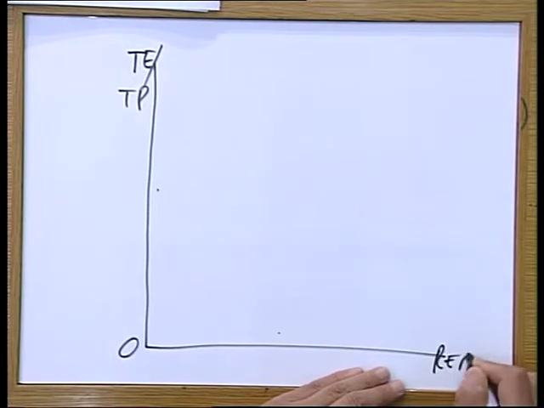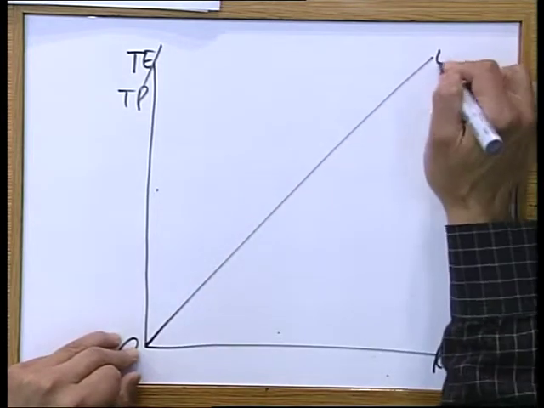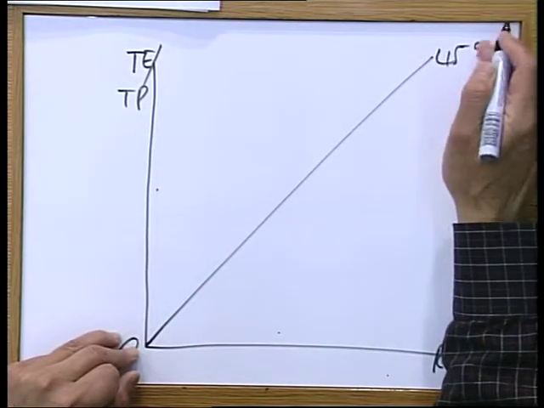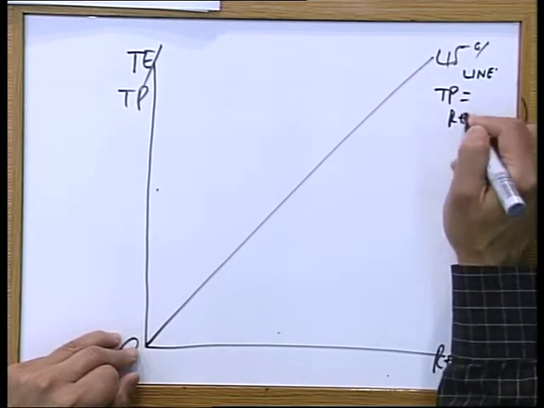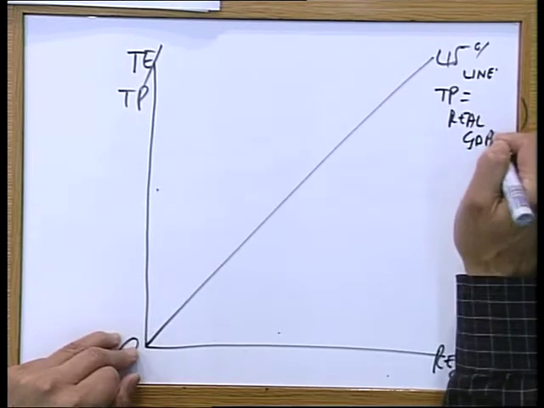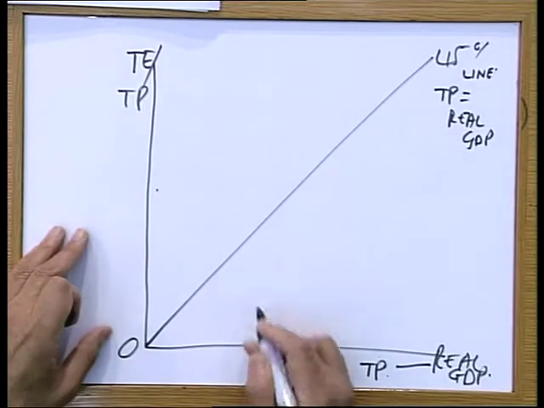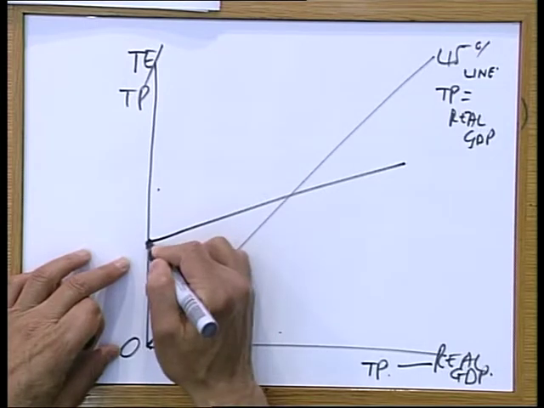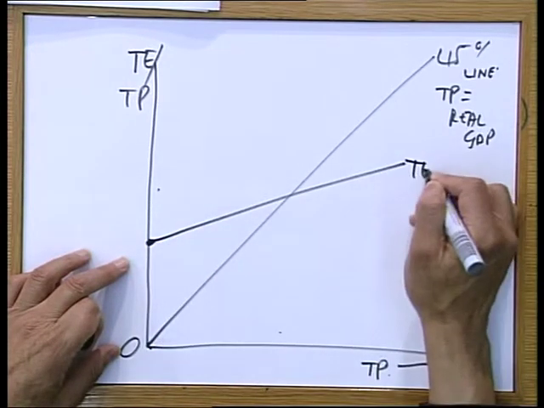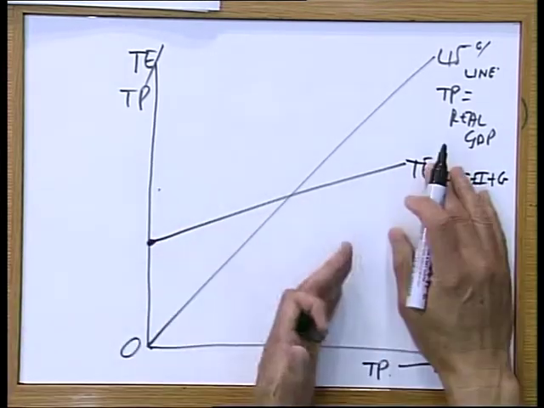This is the real GDP. Okay, the first curve is your 45-degree line, and you label that 45-degree line, which is your TP, which is equal to the real GDP. Remember, real GDP on the horizontal axis is also TP, it's the same thing, right? Okay, so don't get confused. So this is your 45-degree line. Then you draw your TE curve, which starts not at the origin because of the autonomous spending, right? And that is your TE curve, which consists of C plus I plus G, and the slope of this curve is determined by the MPC.